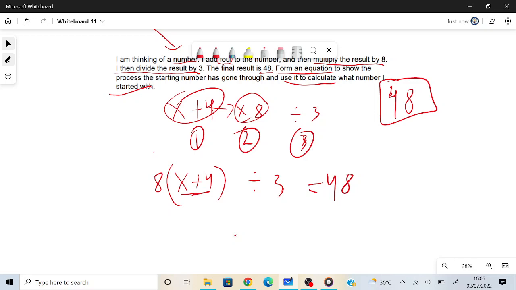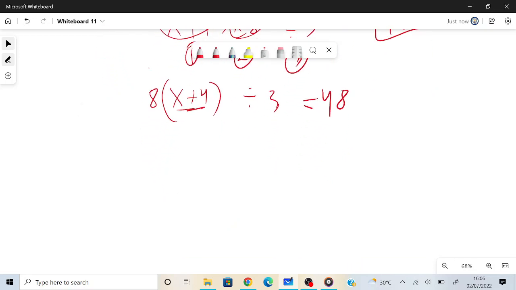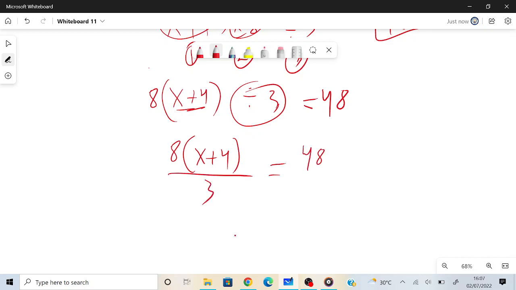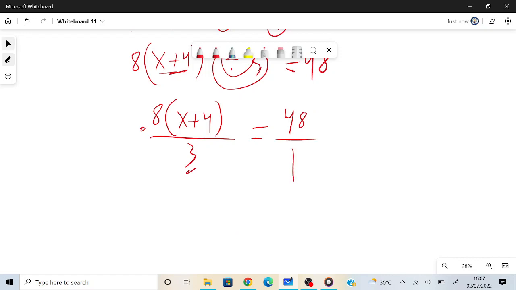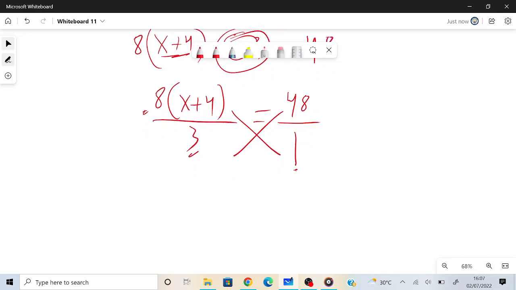So from here, we can now see that we have an equation which we can solve. Now, if we write divide by 3 like this, we know that all of this is the same as 8 into x plus 4 over 3 equals 48. Because when you write it in fraction form, you're simply dividing your numerator, which is 8 into x plus 4, by the denominator, which is 3. And that's what we want, to divide it by 3. As you can see now, the likeliest thing to do is cross multiply. We know there's a 1 over here, so all we do is cross multiply 48 times 3, that is 144, equals 8 into x plus 4.